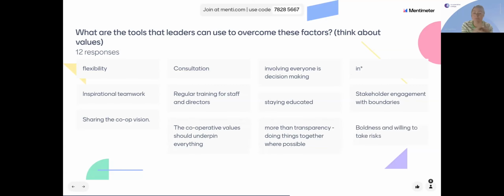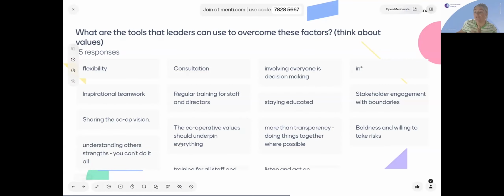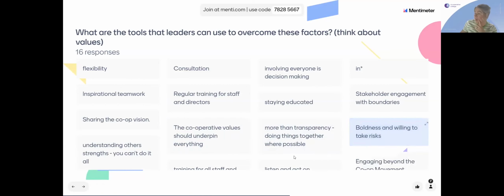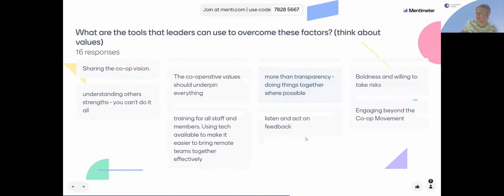So when you've got all these factors outside of the organisation on quite a big scale, it is all about how we can use our leaders and what tools they need to be able to cope or adapt to those changes that are happening. Understanding the strengths of others, okay, and when we can do that, we can bring those skills and characteristics and behaviours into the organisation. Listening and acting on feedback, engaging behind the cooperative movement, okay.